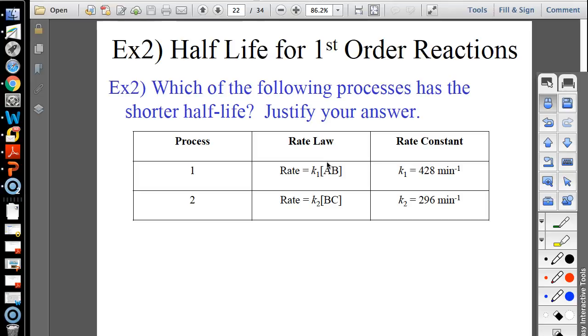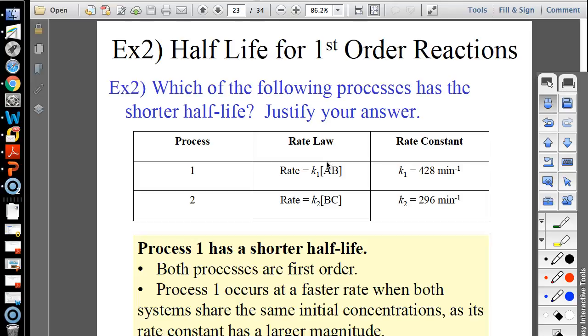Anybody? Grace? No? Y'all used to use the formula? Well, another way to think about it would be that K is equal to the slope of the line. So the slope of the line would be greater for reaction 1, which would mean that the reaction rate would also be greater for reaction 1, so that would yield a shorter half-life. So either one of those would be fine.